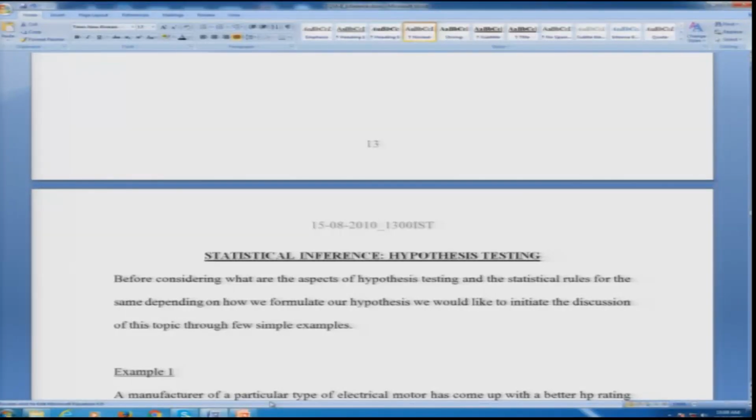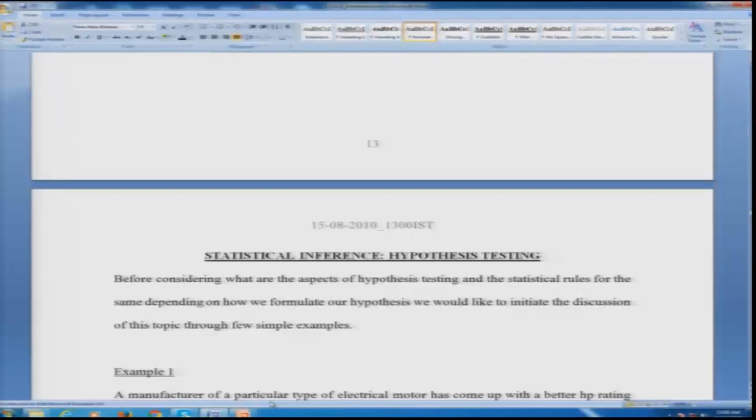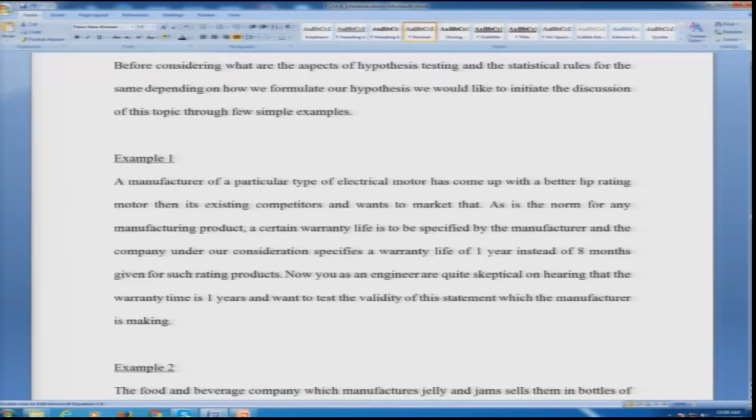So, before considering what are the aspects of hypothesis testing, I will read a few things, it will become clear to you, and I will share 4 different example scenarios. That will make things much easier for you to appreciate as we proceed. Before considering the aspects of hypothesis testing and the statistical rules for the same, depending on how we formulate a hypothesis, we would like to initiate the discussion of this topic through a few very simple examples. So, what are those examples? Let us go one by one.